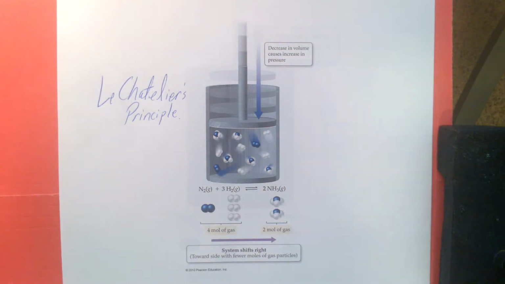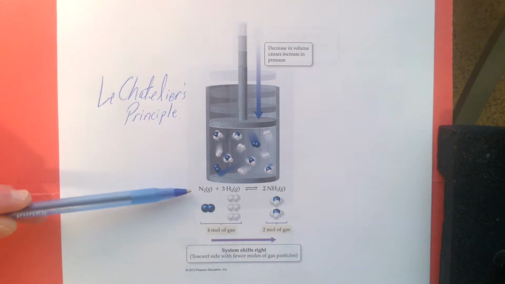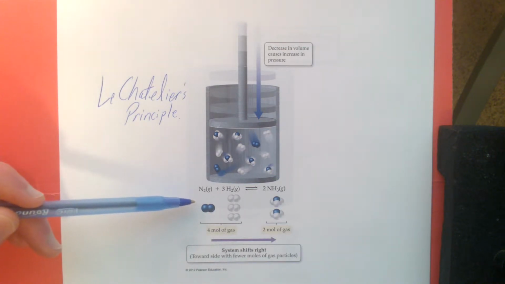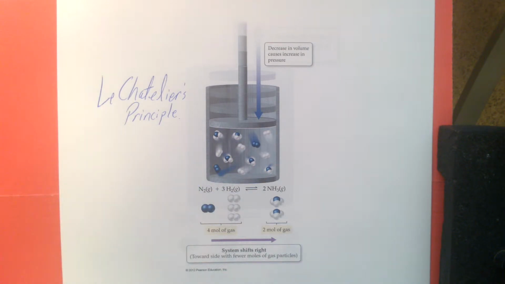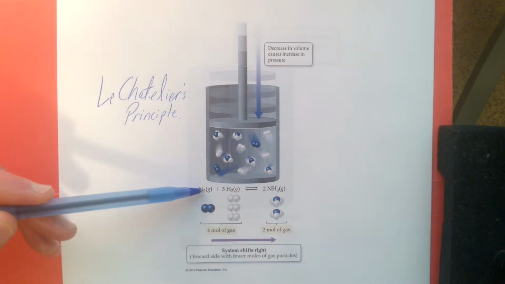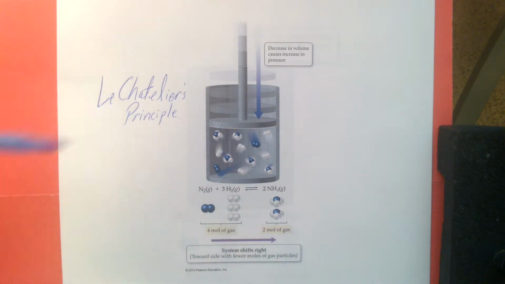Now, one of the stressors that can happen is a change in volume of the system, especially when we have a reaction system that involves gases. In the previous video, I believe I had this equilibrium with nitrogen and hydrogen gas and ammonia. When this reaction happens and you produce ammonia, notice that we start out with 4 moles of gas as reactants, and we produce 2 moles of gas.